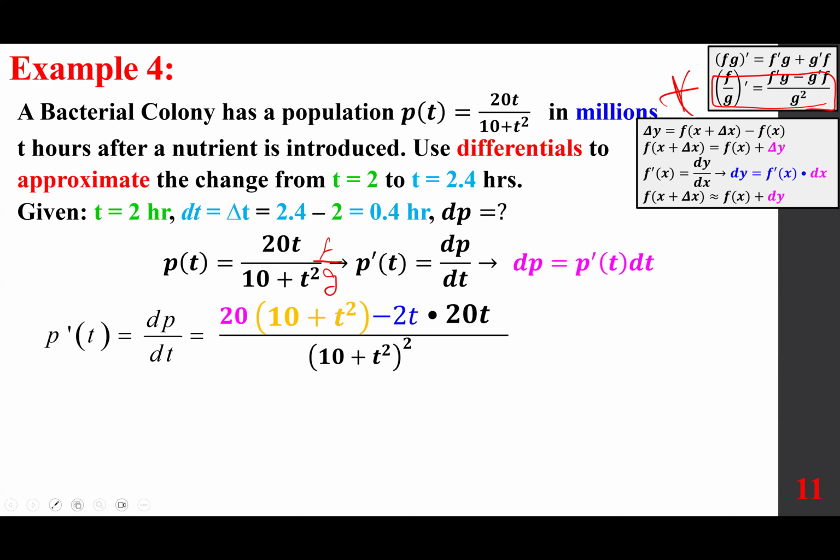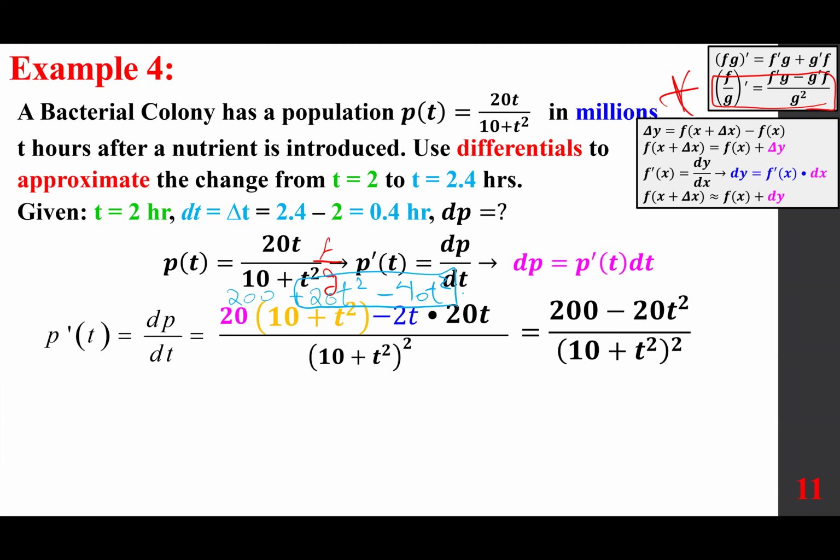Let's distribute and combine terms. 200 plus 20t squared minus 40t squared, combine, and we get 200 minus 20t squared over 10 plus t squared, quantity squared. What is this? P prime or dP/dt. So what is dP? The same thing, times dt.